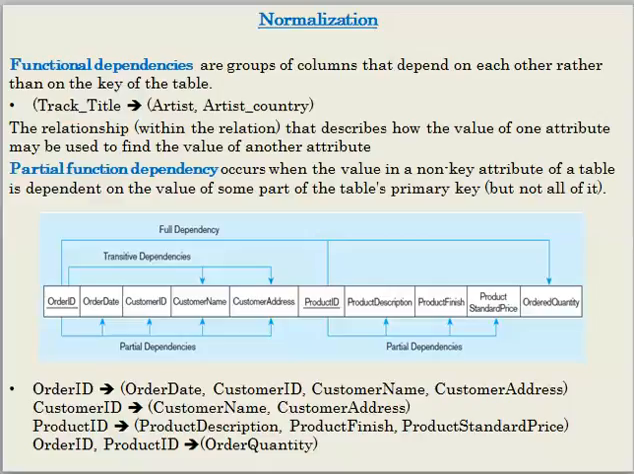Partial functional dependency occurs when the value in a non-key attribute of a table is dependent on the value of some part of the table's primary key.